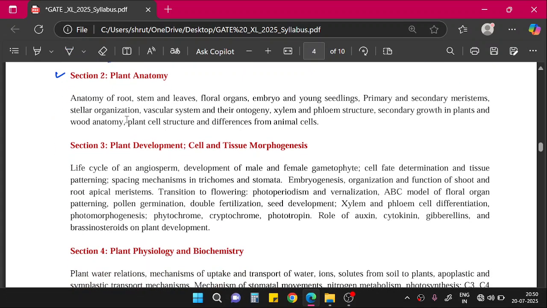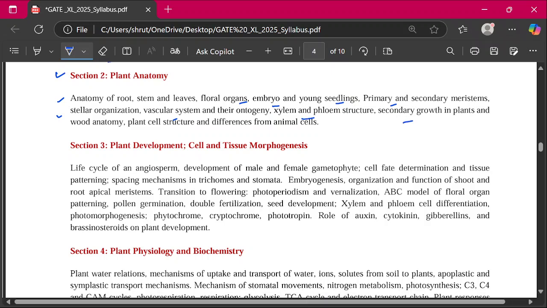In this we have to study the anatomy of root, stem and leaves, floral organs, embryo and young seedlings, then primary and secondary meristem, stellar organization, vascular system and their ontogeny, then xylem and phloem structure, secondary growth in plants and wood anatomy. After that we have to study the plant cell structure, differences from animal cells.